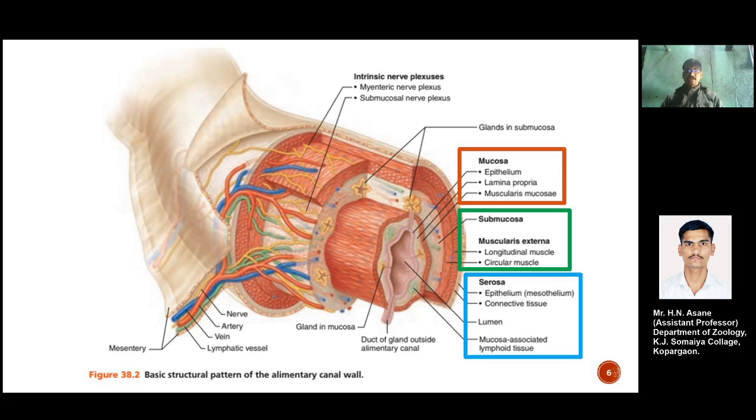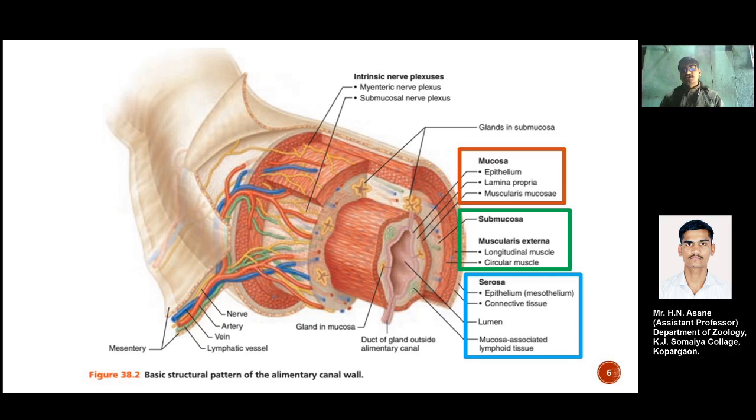The mucosa, submucosa, and serosa are the main layers of the digestive tract, all over the digestive tract, and this sequence from the inner lumen to the outermost covering does not change. After the lumen, there is the mucosa, then the submucosa, and the serosa. I highlighted the structures in different colors.